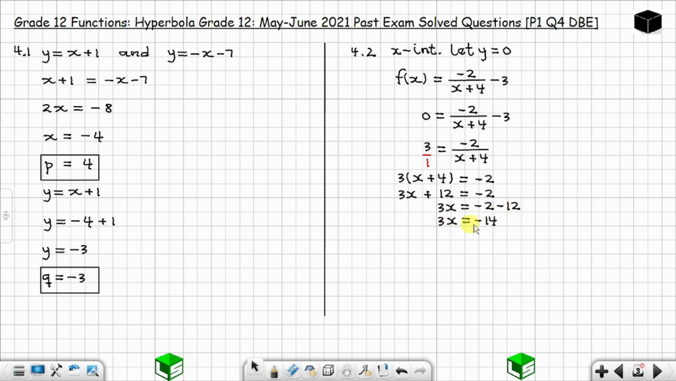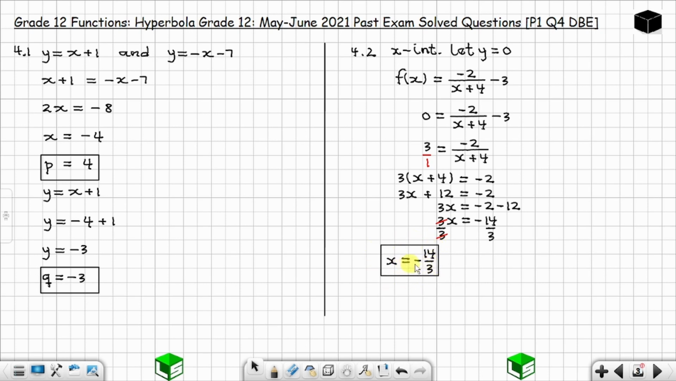Now you need your x. You have to divide by 3 on both sides. So you divide by 3 this side and also this side. So this 3 and this 3 are going to cancel. You now have x is equal to negative 14 over 3. Negative 14 over 3. So this is your x.